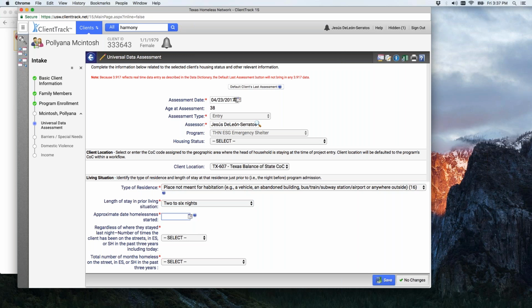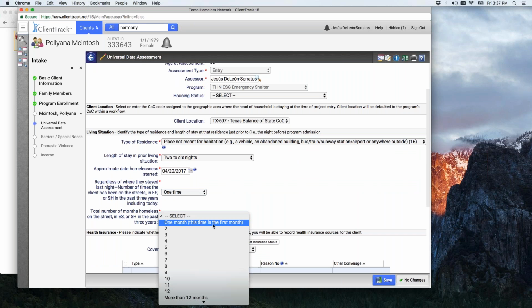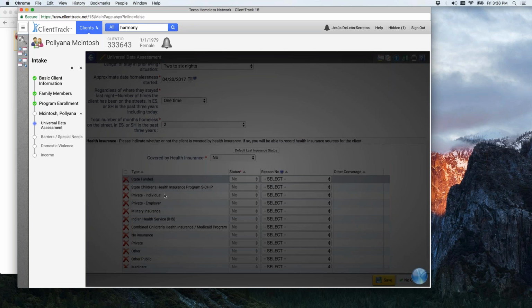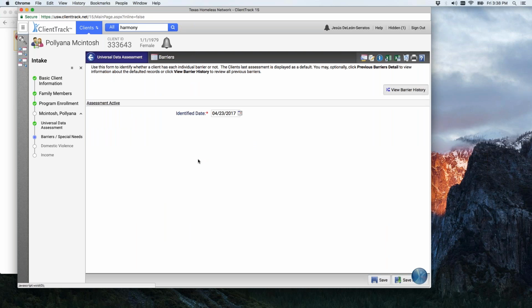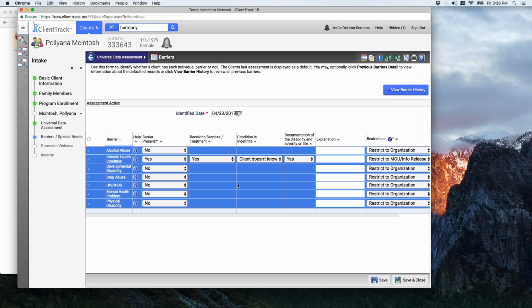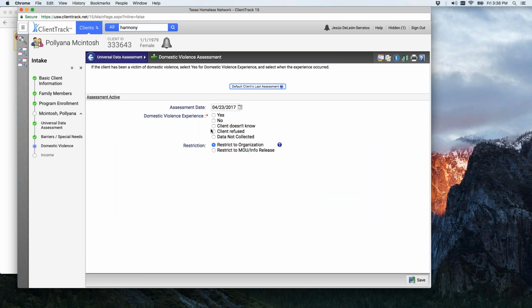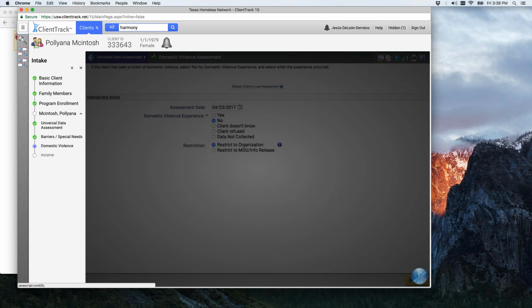You might have to go to your files for when the situation started. Let's just say that it started on the 20th of 2017. This is just one time. The client has been there 2 months, and obviously, let's say that for some reason somebody grabbed all of these, but that's not going to affect us right now. 4/23, there's no changes in here. I'm going to go forward.